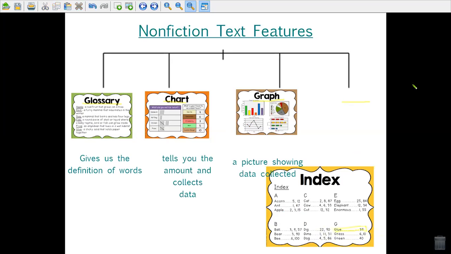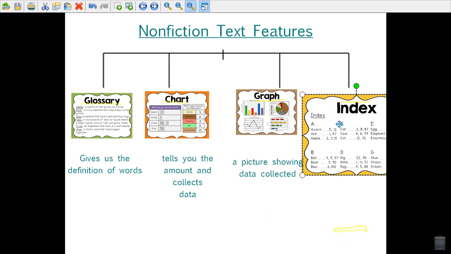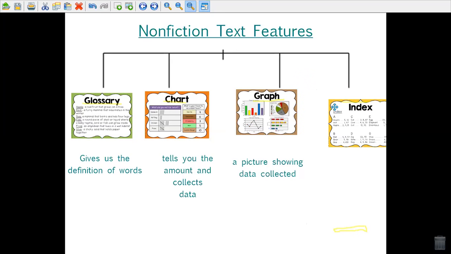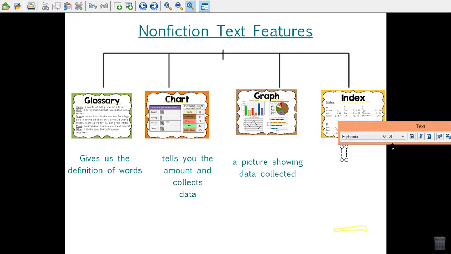Good job, guys. So an index tells us the page number that you can find different things of each topic. So it gives a page number of each topic.